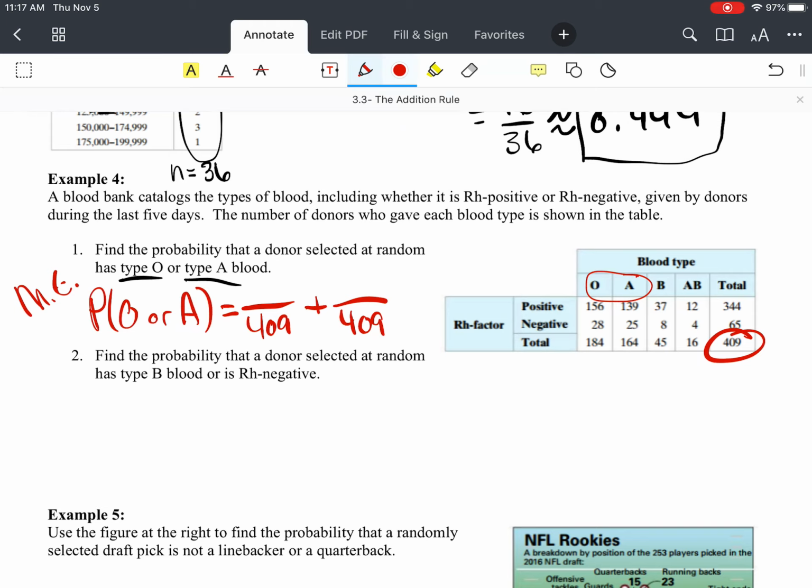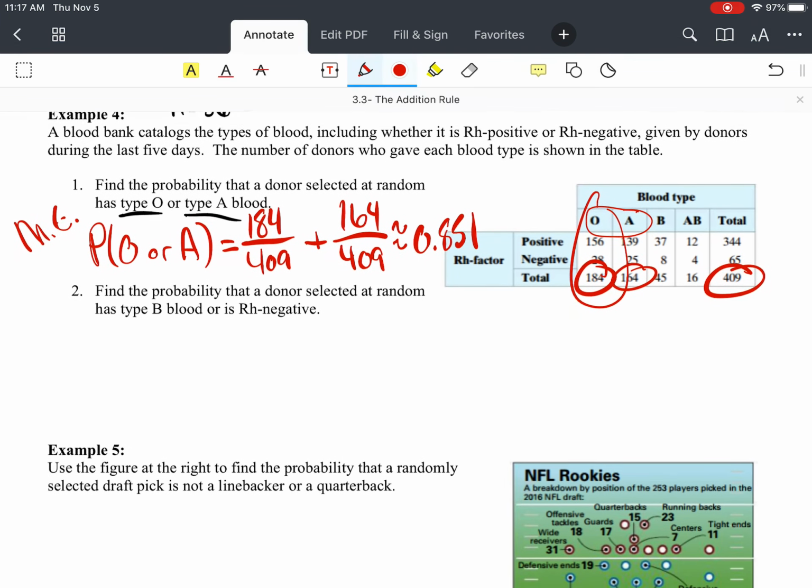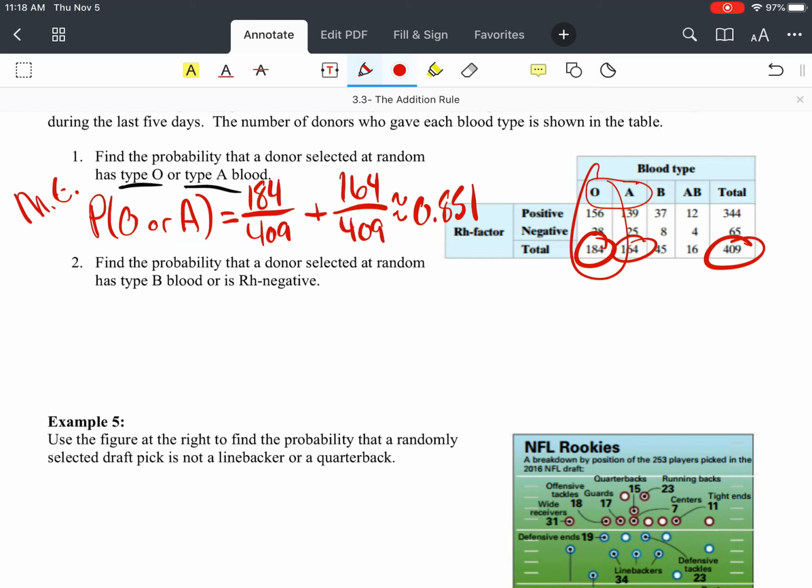So we have 409 plus 409, and since this is mutually exclusive, we don't need to worry about that last part. Okay, so the probability that they have type O blood, well, type O blood is this column here. The total number is 184. And then the type A blood has 164. We're going to add these together, and we get approximately 0.851, or about 85.1% chance that the next person that walks in to give blood will have either A or O blood. Okay? Let's look at part 2.